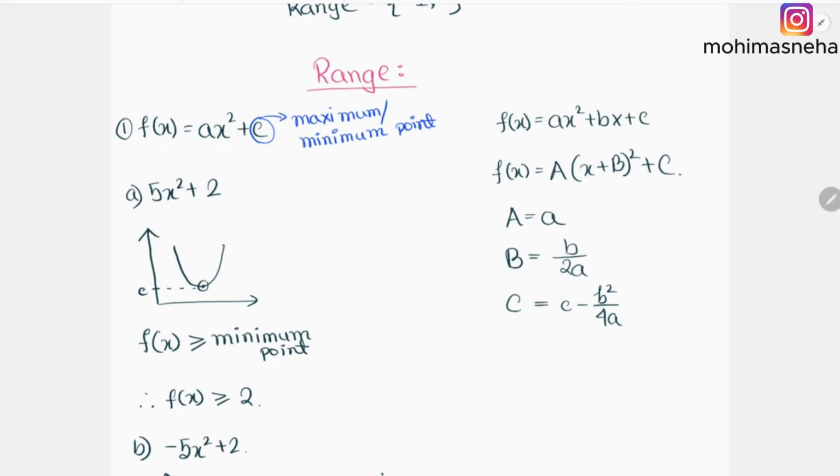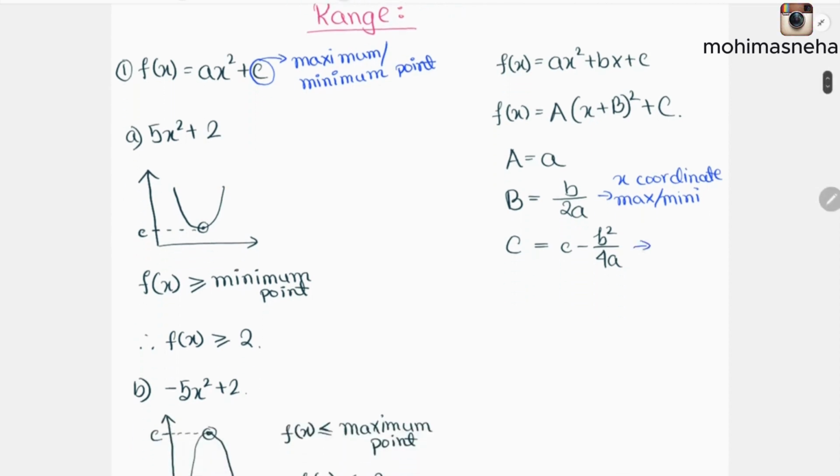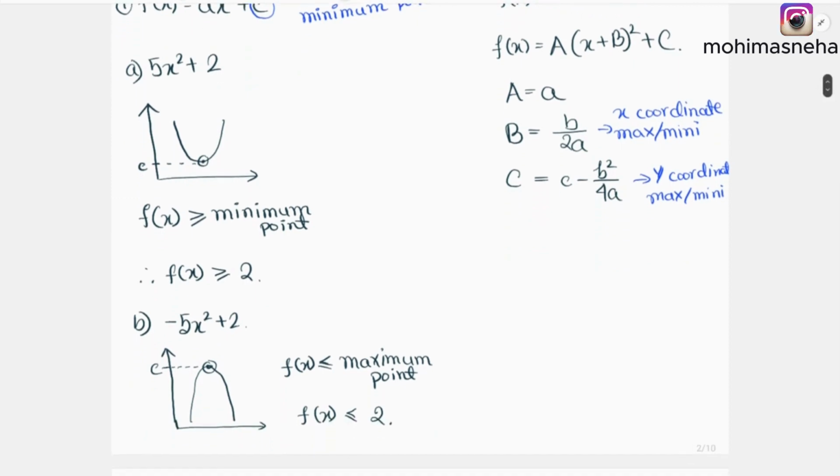Okay, so let me just write this down over here. This is the x coordinate for the maximum or minimum point. I'll just write the short form, max or min point. Depending on the positive way or negative way, you will have the smiley shape or sad shape, right? And similarly, this capital C will give you the value for the y coordinate of the maximum or minimum point. Again, depending on the shape, you will write your range and use the maximum or minimum point term. So now let's see two examples for this completing the square method.